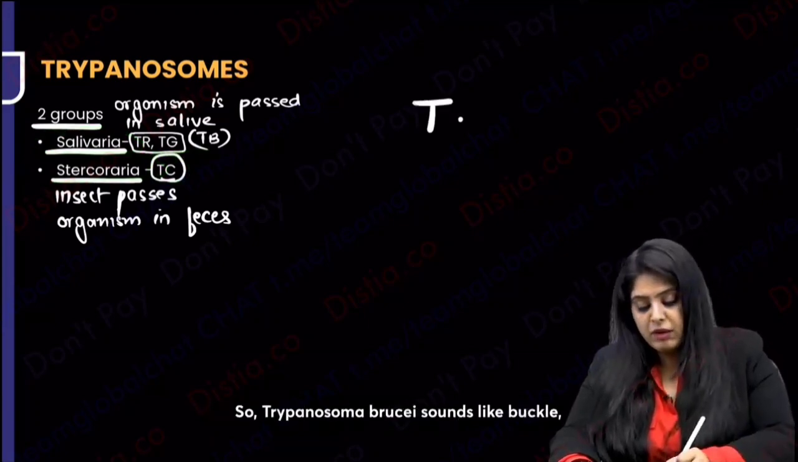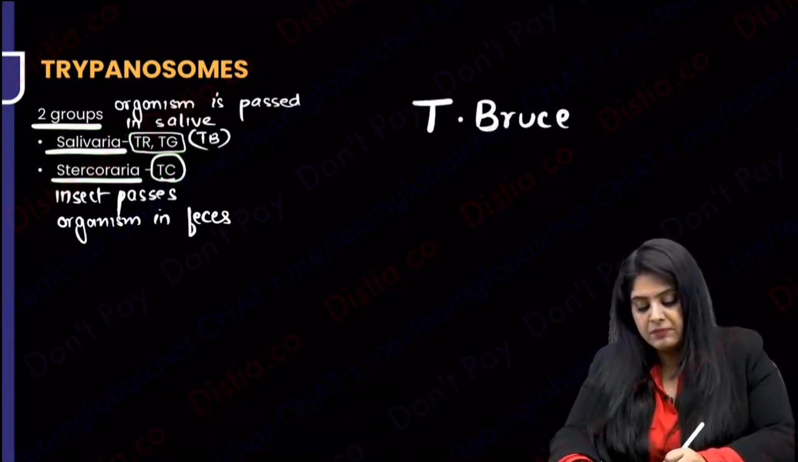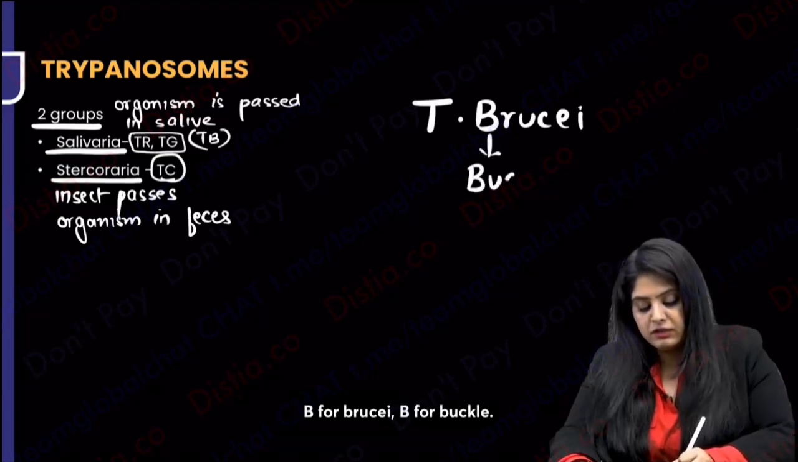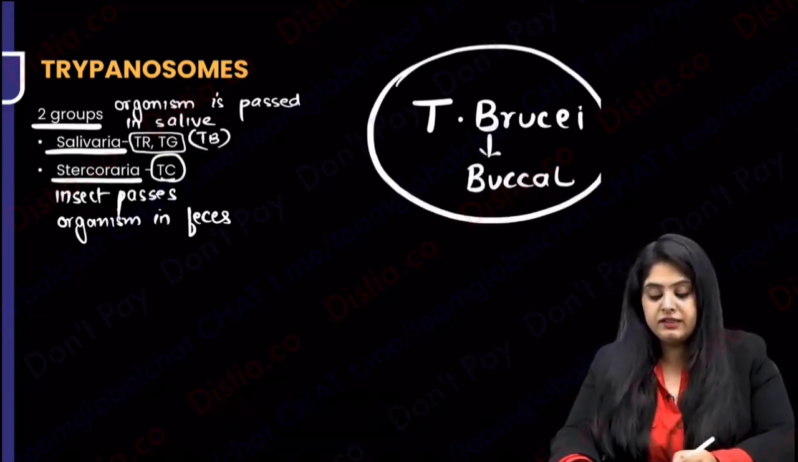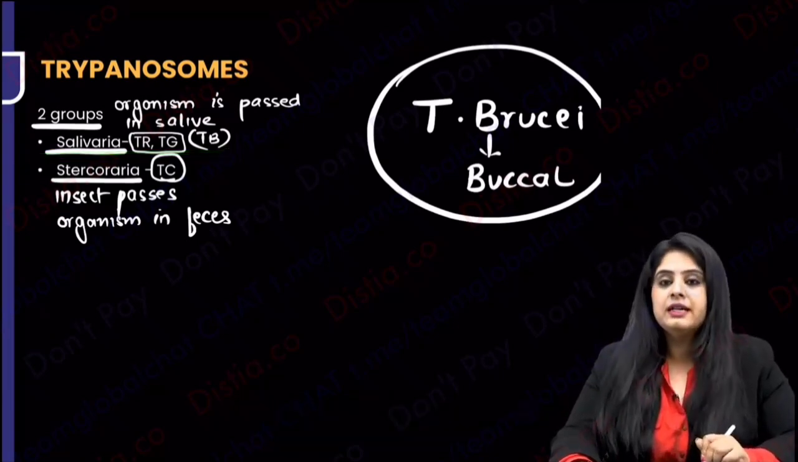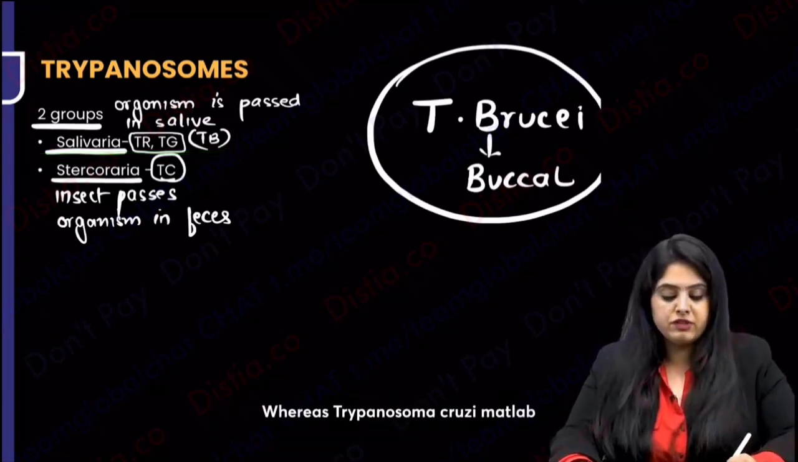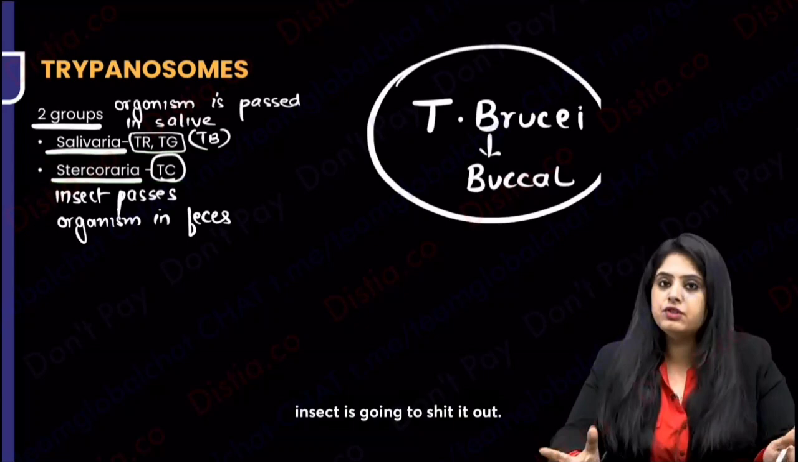So Trypanosoma brucei sounds like buccal. B for brucei, B for buccal. So which is it going to be? Is it the salivaria wala or the stercoraria wala? This means the insect is going to spit it out. That is, buccal se matlab spit it out. Whereas Trypanosoma cruzi matlab the insect is going to shit it out.